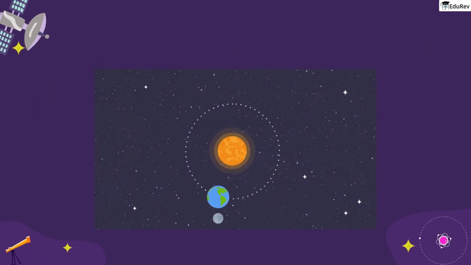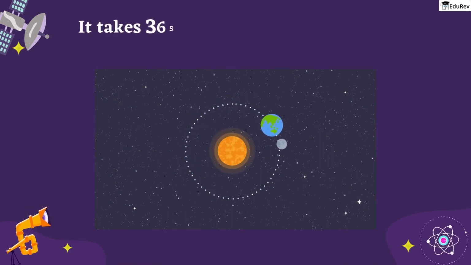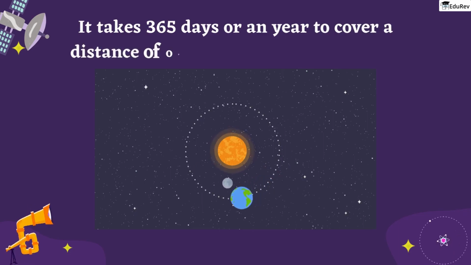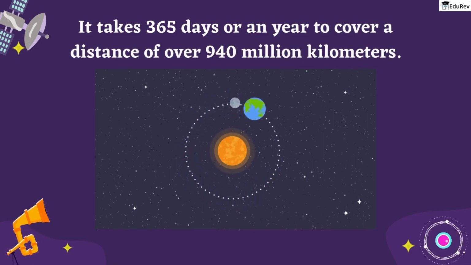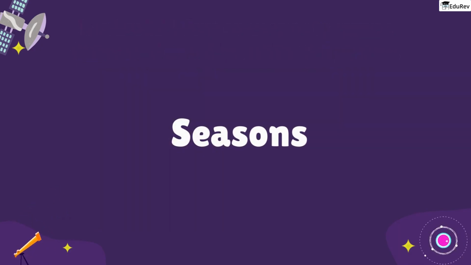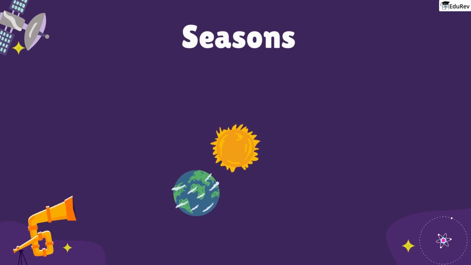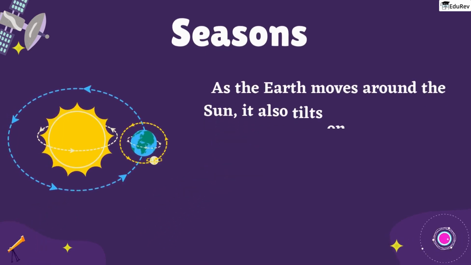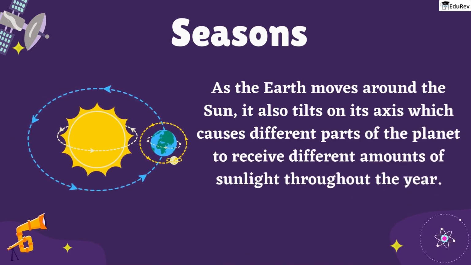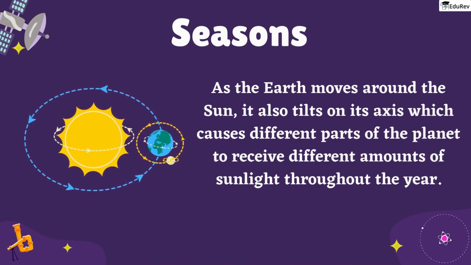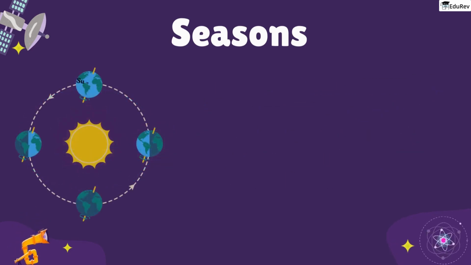Also, it might seem to you that the earth is revolving at a fast speed, but it actually takes it 365 days or a year to cover a distance of over 940 million kilometers. But what about the seasons? Well, that's where the earth's revolution comes into play. As the earth moves around the sun, it also tilts on its axis, which we have already discussed, which causes different parts of the planet to receive different amounts of sunlight throughout the year.